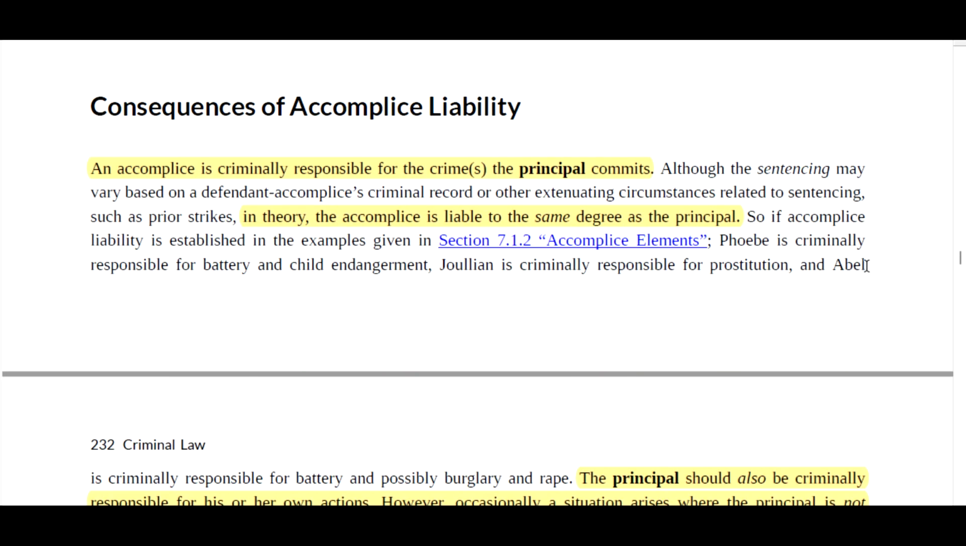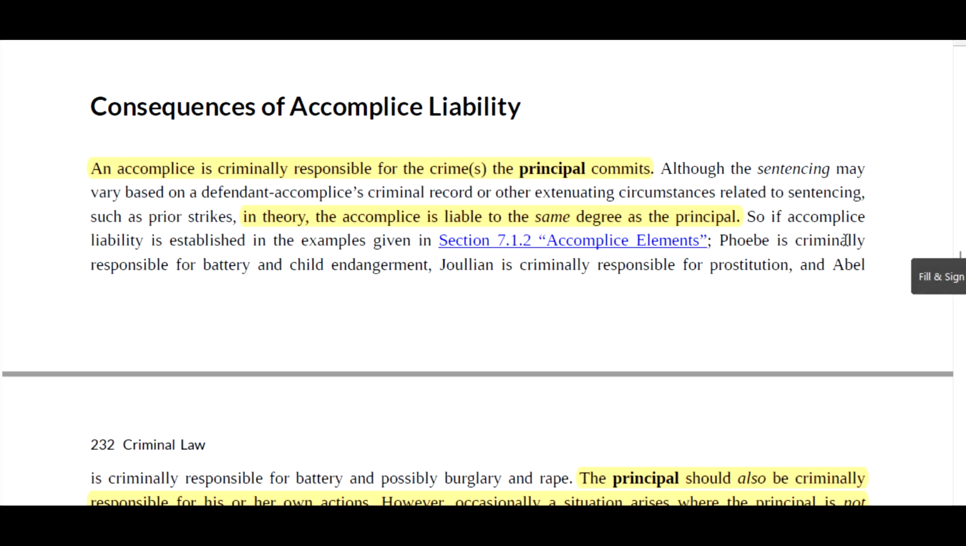So, consequences of accomplice liability. Obviously, we talked about what it means to be liable, but what the heck are the actual consequences? So, as we've already kind of said, they are responsible for the crimes that the principal commits. This means that you are essentially being charged at the same level.